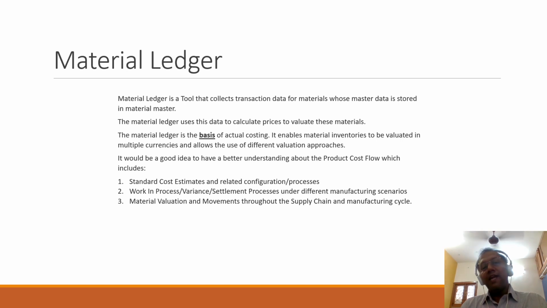It would be a good idea to have a better understanding of the product cost flow, which includes the standard cost estimates and related configuration and processes, the work in progress, the variance settlement processes and different manufacturing scenarios, material valuation and movement throughout the output, supply, and manufacturing cycle.